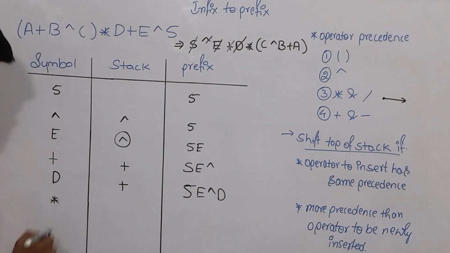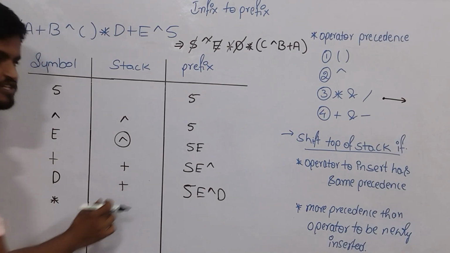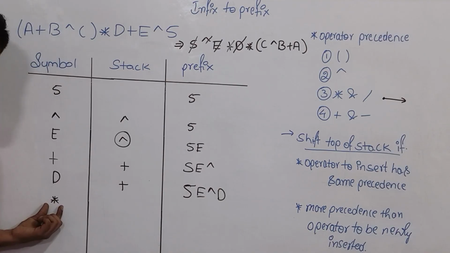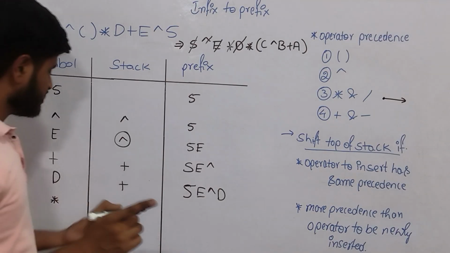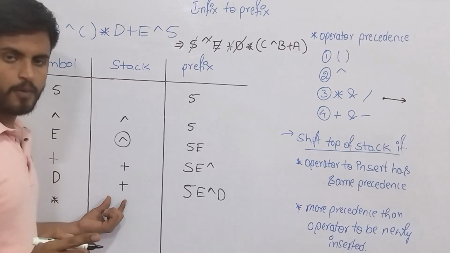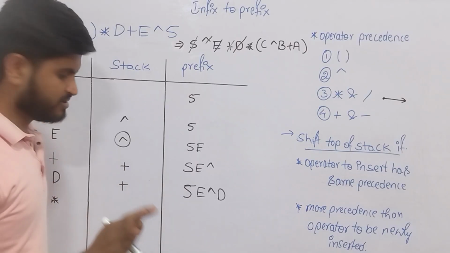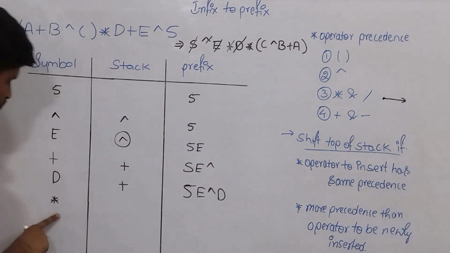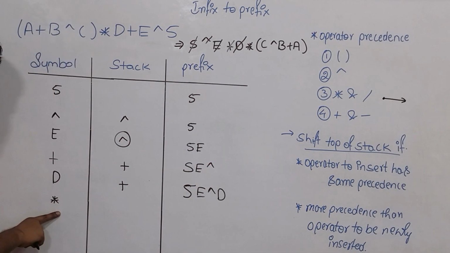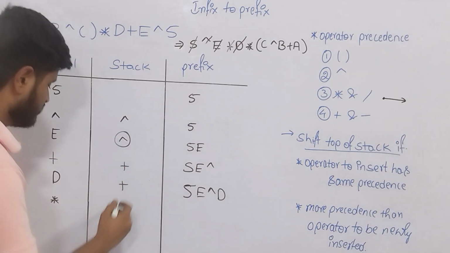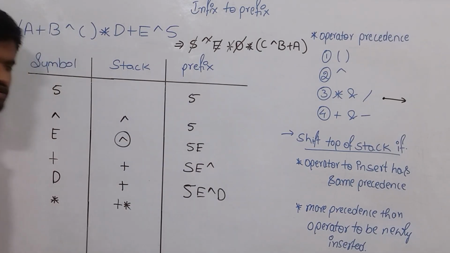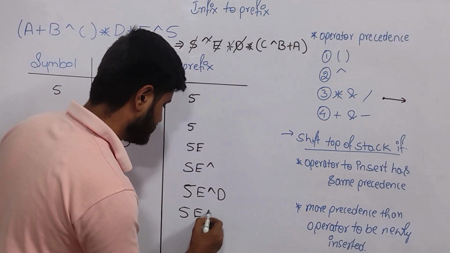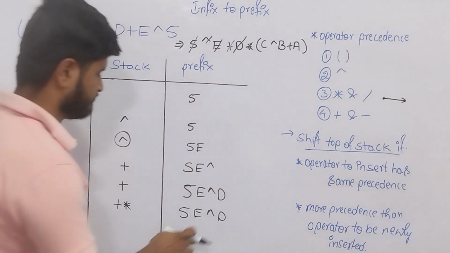Next, star. Star means multiplication. If you see here, at the top of the stack I have plus. So it has less precedence than the value I want to insert. You are only allowed to push the operator from the stack to the prefix when the operator in the stack has more precedence than the newly inserted one. Here, the newly inserted one has more precedence than plus. So plus and multiplication will stay in the same stack. Now 5e exponential d will be the same as in the previous step.